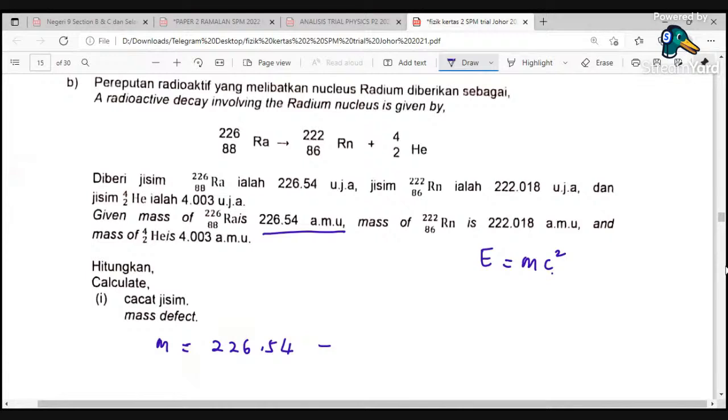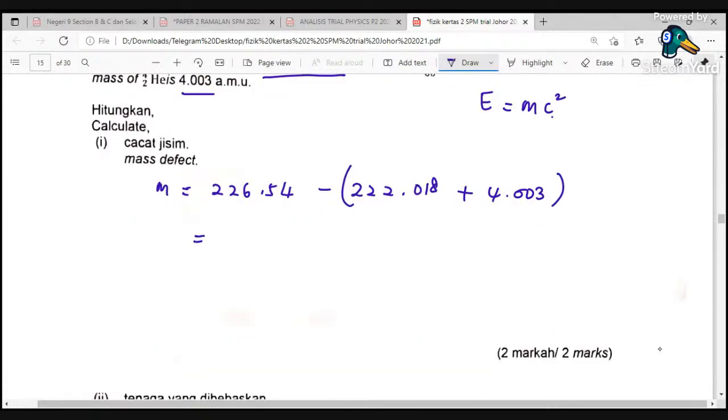Radon is 222.01. Then helium is 4.003. So the unit will be in amu. So we get the answer 0.519 amu. So we call it the mass defect.